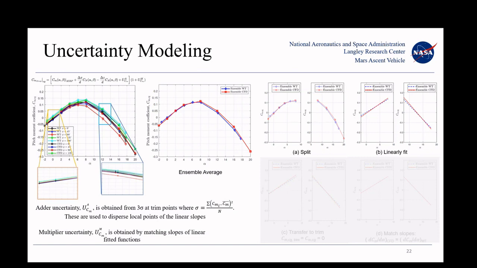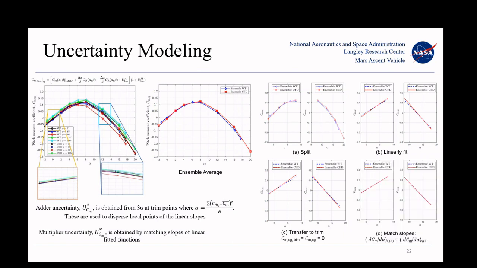So we do generate, we try to transfer the trim conditions so that they match. This is plot C, so we're trying to bring all these plots, the CFD plot and the wind tunnel plot, so that they can match at 0 angles of attack or the trim conditions. So we are translationally mapping those at the trim conditions. This is how we obtain our adders, and then we iterate the slopes such that these slopes can match with each other at low angles of attack and high angles of attack. And once we match the slopes, we can obtain the multipliers for this case. It's a tedious process, but it works.